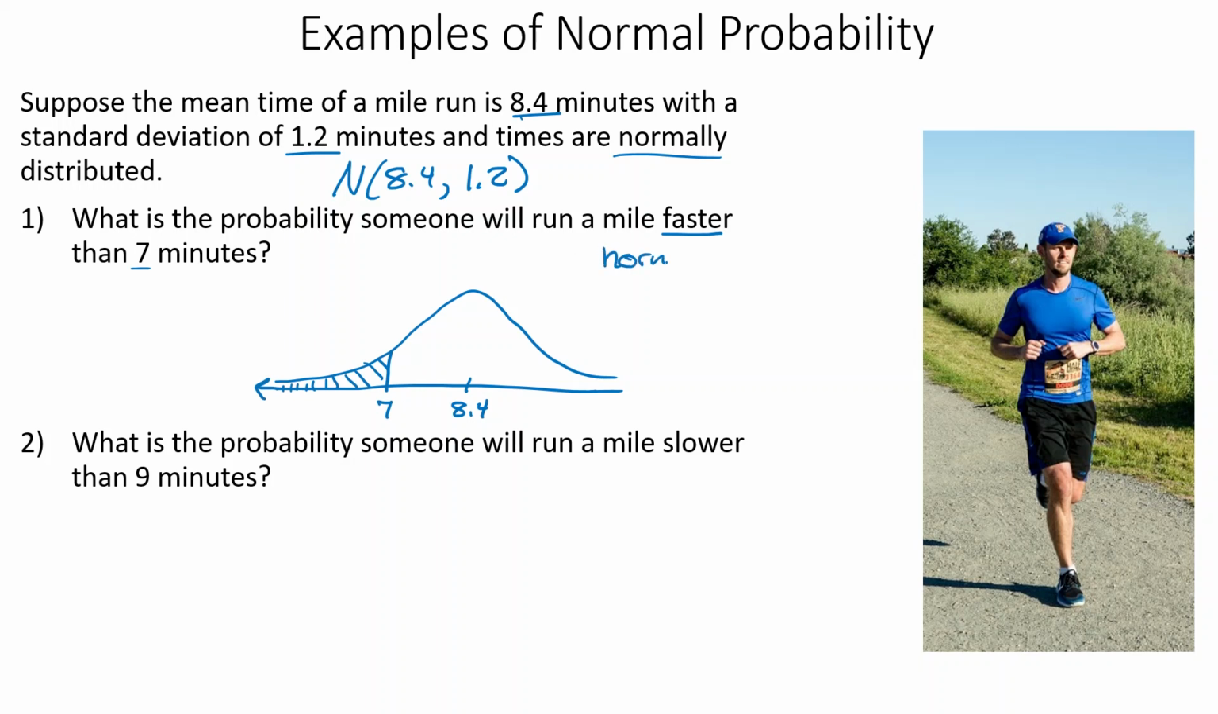So when we go to our normal CDF, we just pick a really low number. So like, what's the fastest anybody could possibly run? 0. I mean, it seems kind of ridiculous that someone could run it in 0, but sure. If you wanted to use a negative number, that would be fine too. Our upper bound though would be this 7, because that's the top of this colored in section we just drew. Our mean is going to be the 8.4, and our standard deviation is going to be the 1.2.